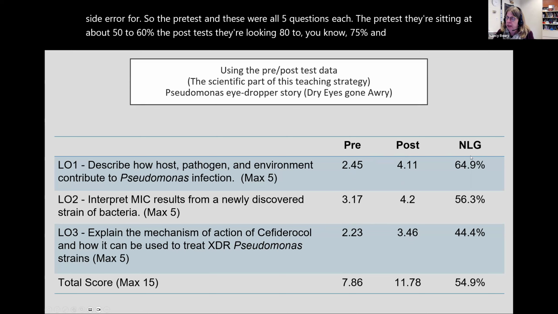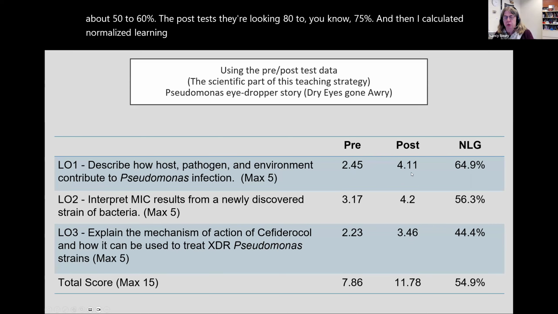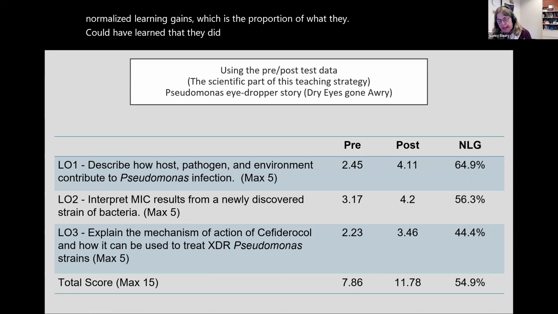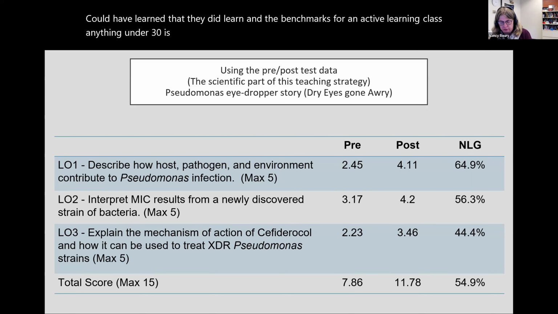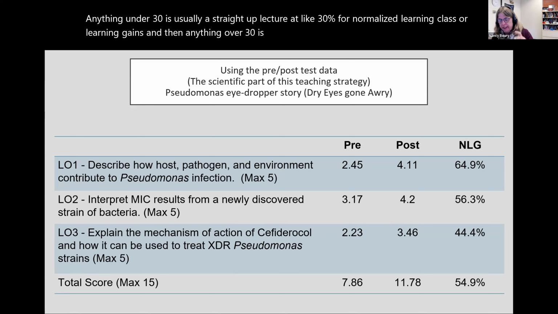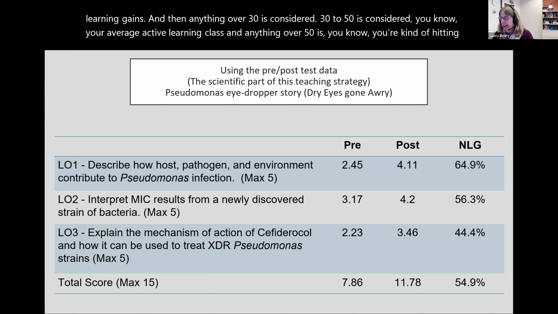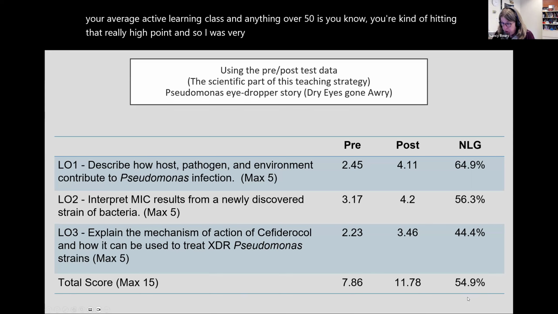And then I calculated normalized learning gains, which is the proportion of what they could have learned that they did learn. The benchmarks for an active learning class: anything under 30% normalized learning gain is usually a straight up lecture. Anything from 30 to 50 is your average active learning class. And anything over 50, you're hitting that really high point. So I was very, very happy that the total score was 54%. I'm like, there was dancing in the streets. Yay.